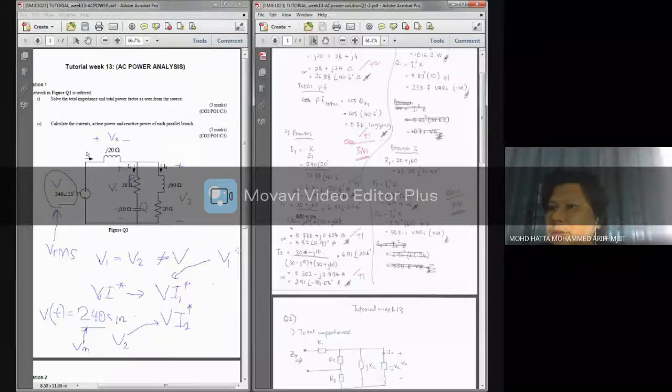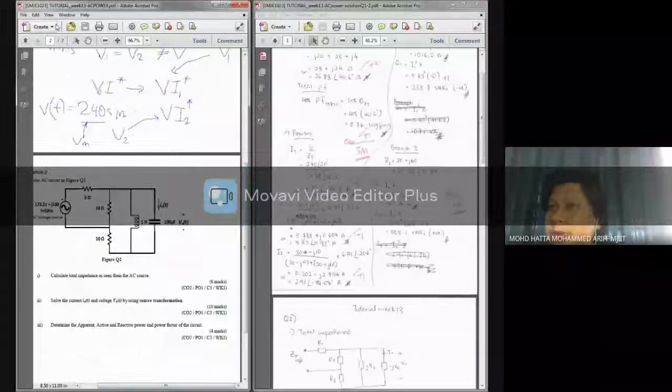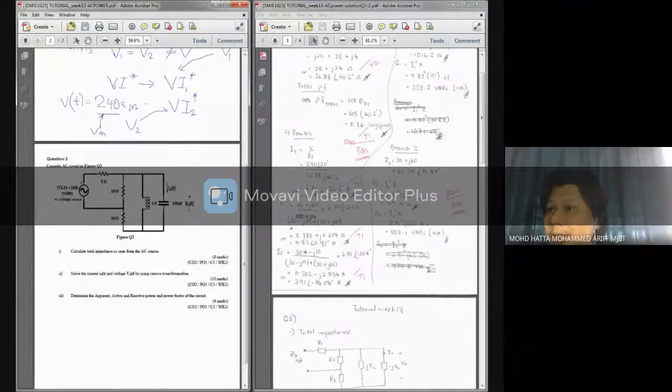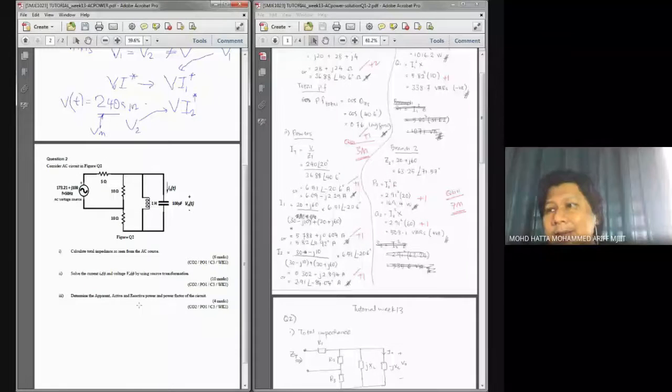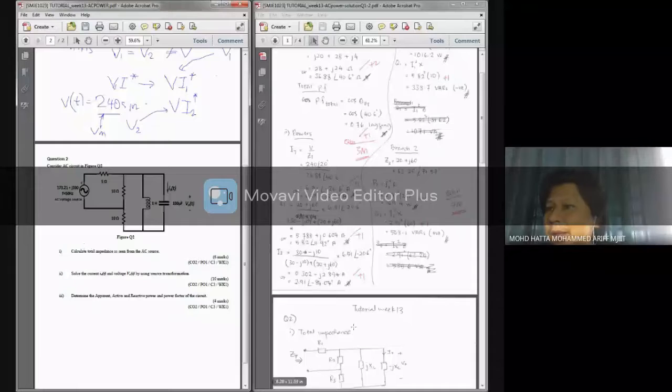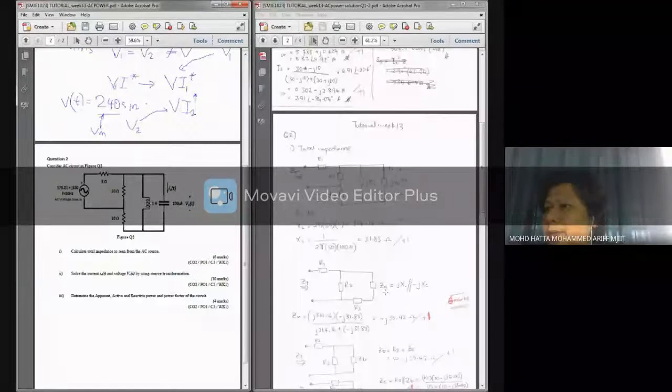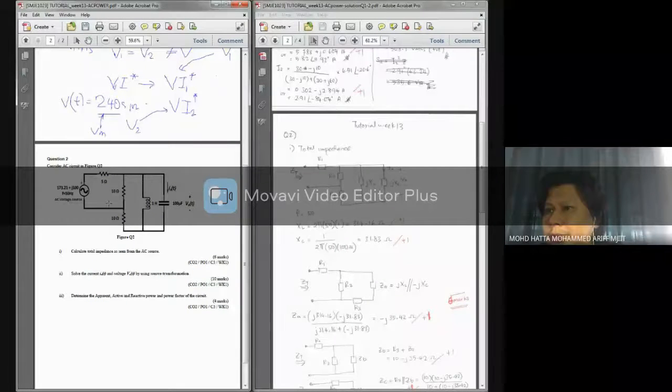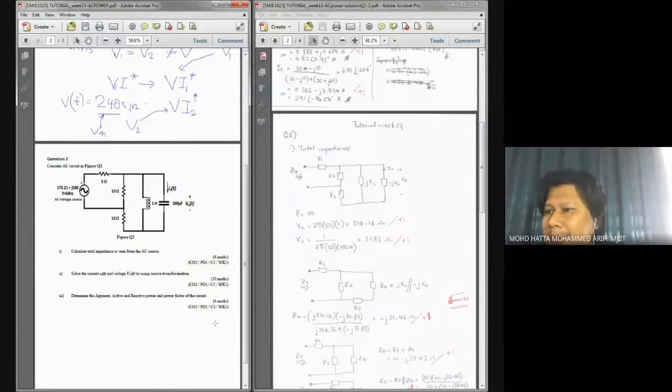For question number 2, if you look at it, it's a bit complex. Not complex, I think it's tedious work, because we have more components inside our circuit. However, let's have a look at the solution over here, one by one. If you look, the marks contributed by this question are very substantial. We have 20 marks just for this question.